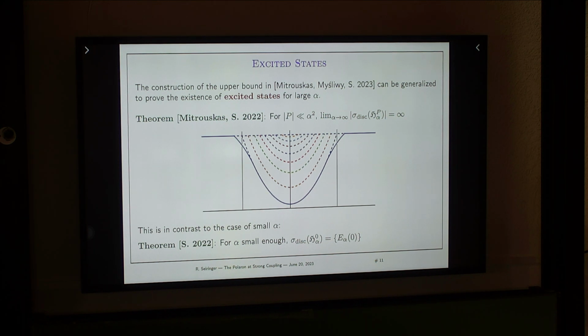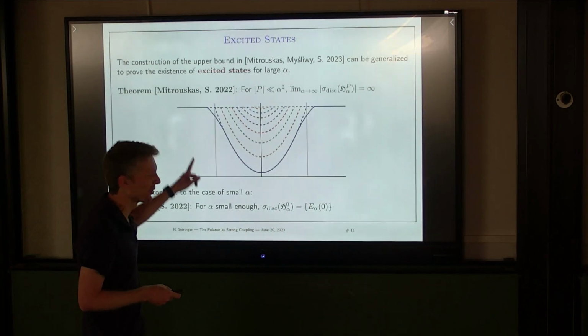It's a bit different, because I think at any finite alpha we expect that there is only finitely many eigenvalues.